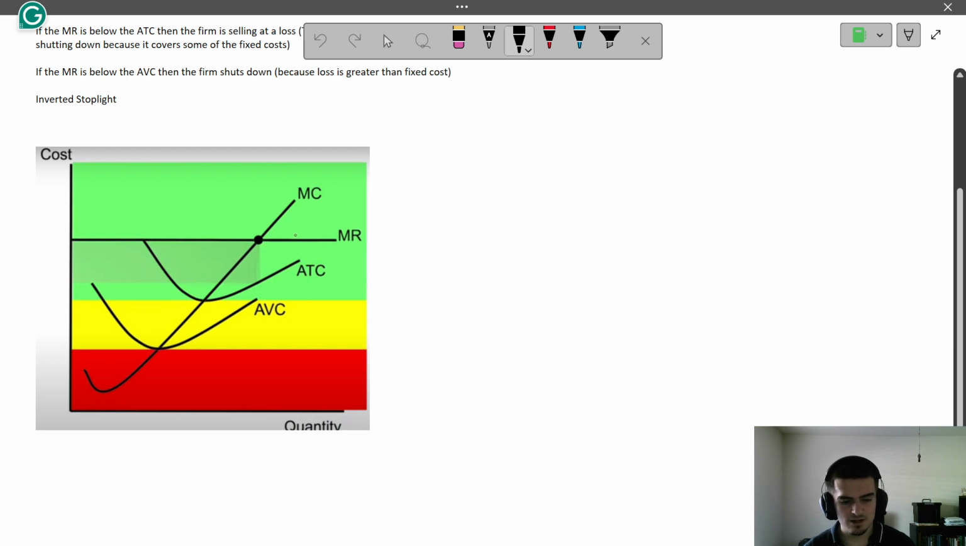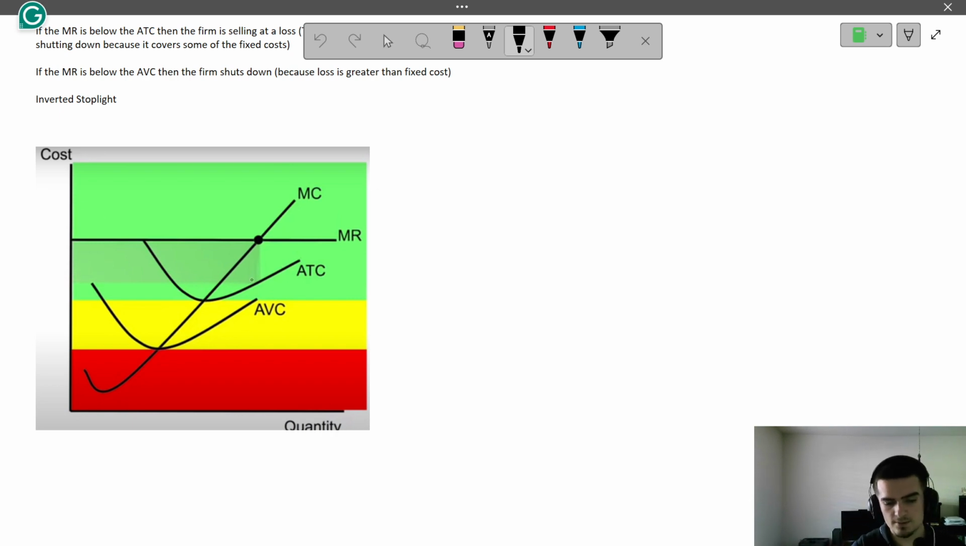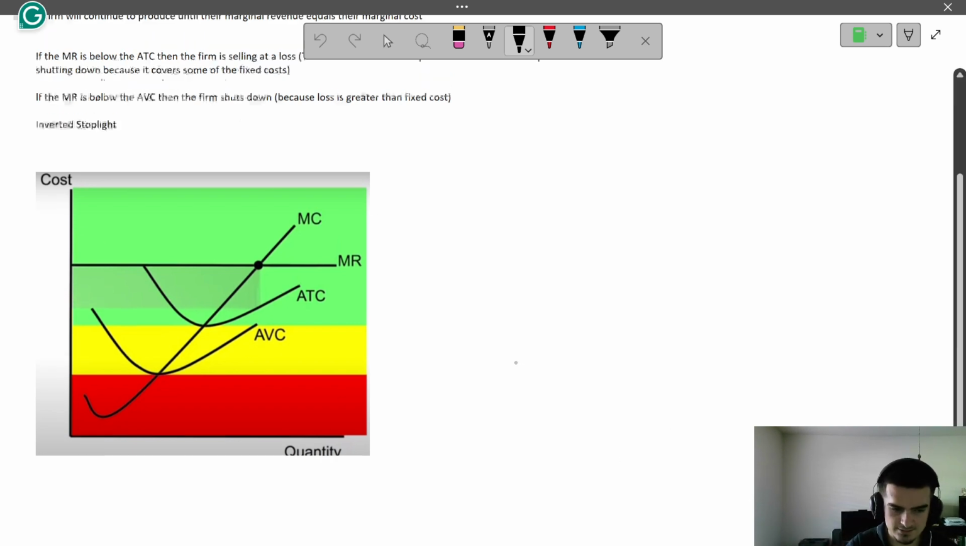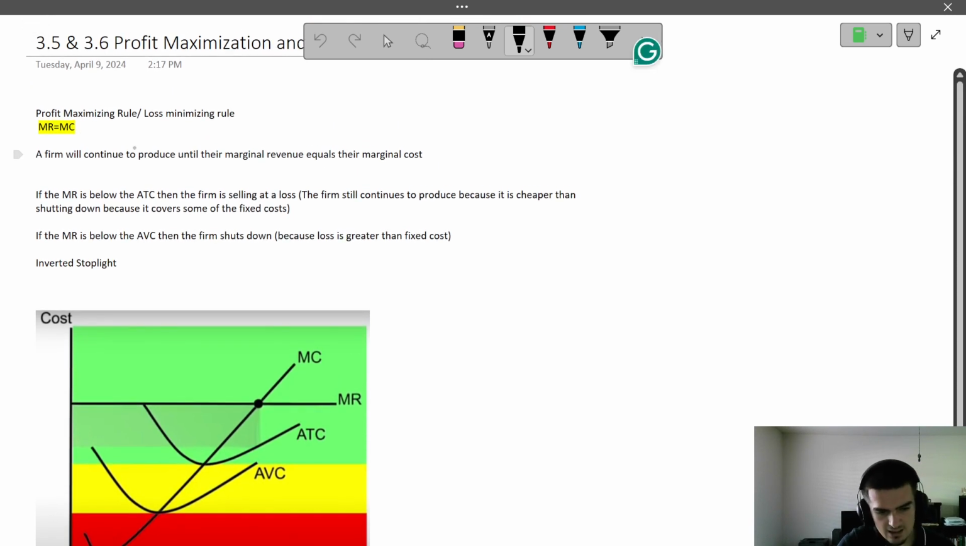So here we have a similar graph, right? Your check mark looking marginal cost, your U-shaped average cost, average variable cost and average total cost, where their minimum is where they intersect with marginal cost. A firm will continue to produce until their marginal revenue equals marginal cost.